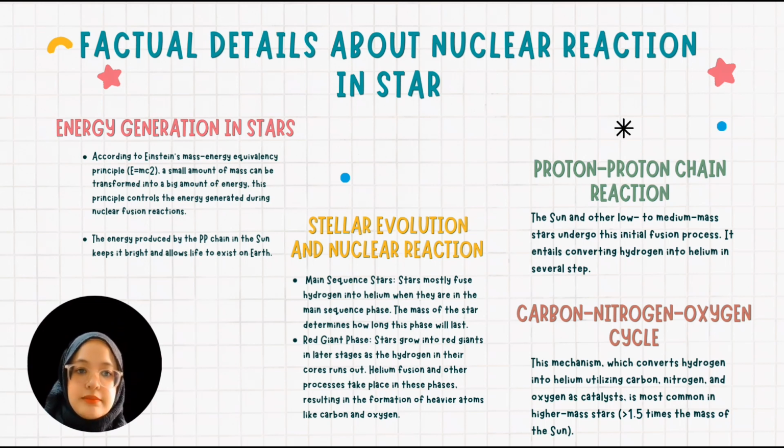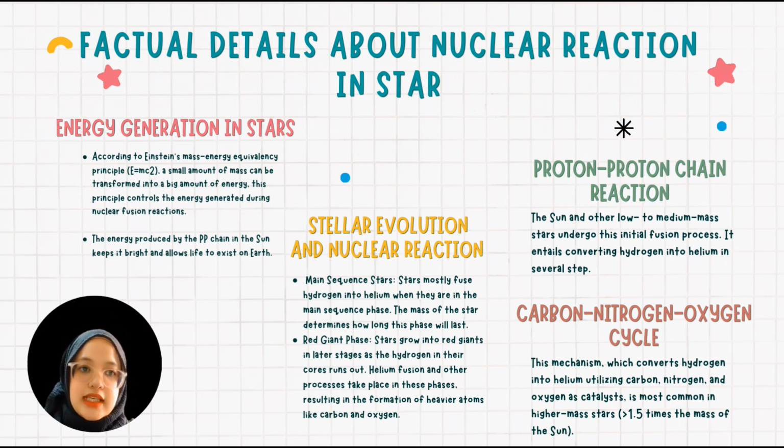First is energy generation in stars. According to Einstein's mass-energy equivalence principle, E equals mc², a small amount of mass can be transformed into a big amount of energy. This principle controls the energy generated during nuclear fusion reactions and the energy produced by the pp chain in the sun, which keeps it bright and allows life to exist on Earth.